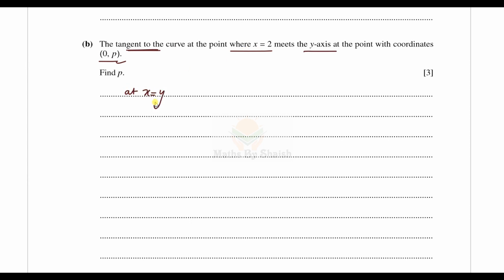At x is equal to 2, y is equal to 2 times tan inverse of 1 by 2 times 2. So 1 by 2 times 2 is 1, and we know tan inverse 1 is pi by 4. So y is equal to pi by 2. So a point on the curve where we are finding the tangent is 2 comma pi by 2. Now we need to find the gradient, so that we can use the formula y minus y1 is equal to m times x minus x1.